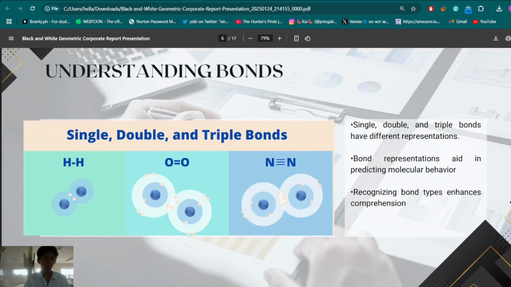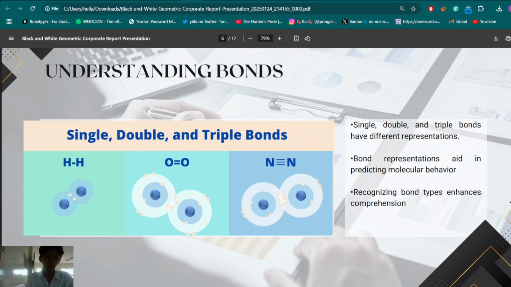Understanding bonds. Single, double, and triple bonds have different representations. Bond representations aid in predicting molecular behavior. Recognizing bond types enhances comprehension.